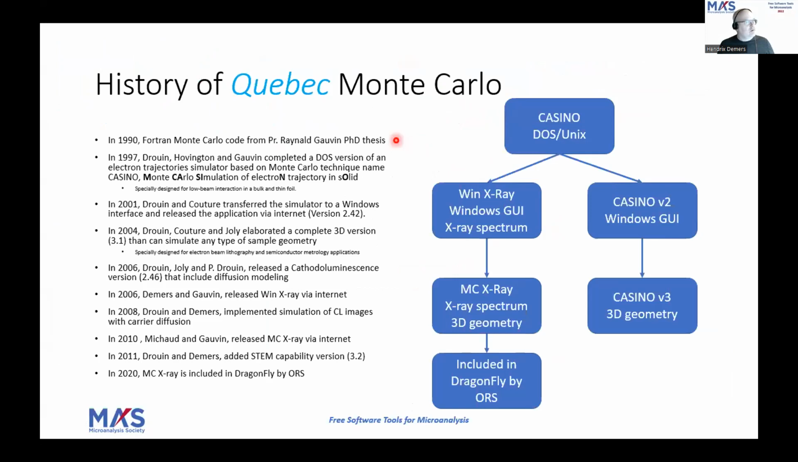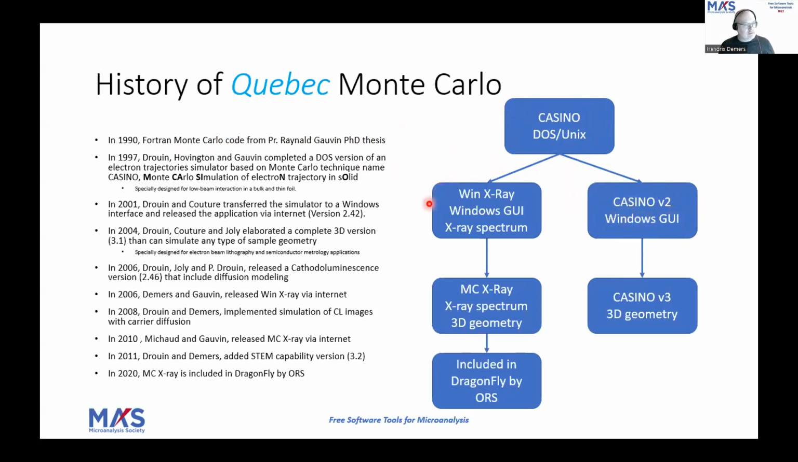So, a little bit of history about these Monte Carlo programs, which were all developed in Quebec, Canada. It starts with Professor Gauvin's PhD thesis, where he started writing photon Monte Carlo code. Later, with two of his PhD students, they developed a Casino program, which was only a DOS and Unix version. Later, they kind of split in two. One of the students, Dominique Drouin, developed Casino-II with a graphical interface that we know well, and you can use on Windows. It's very useful.